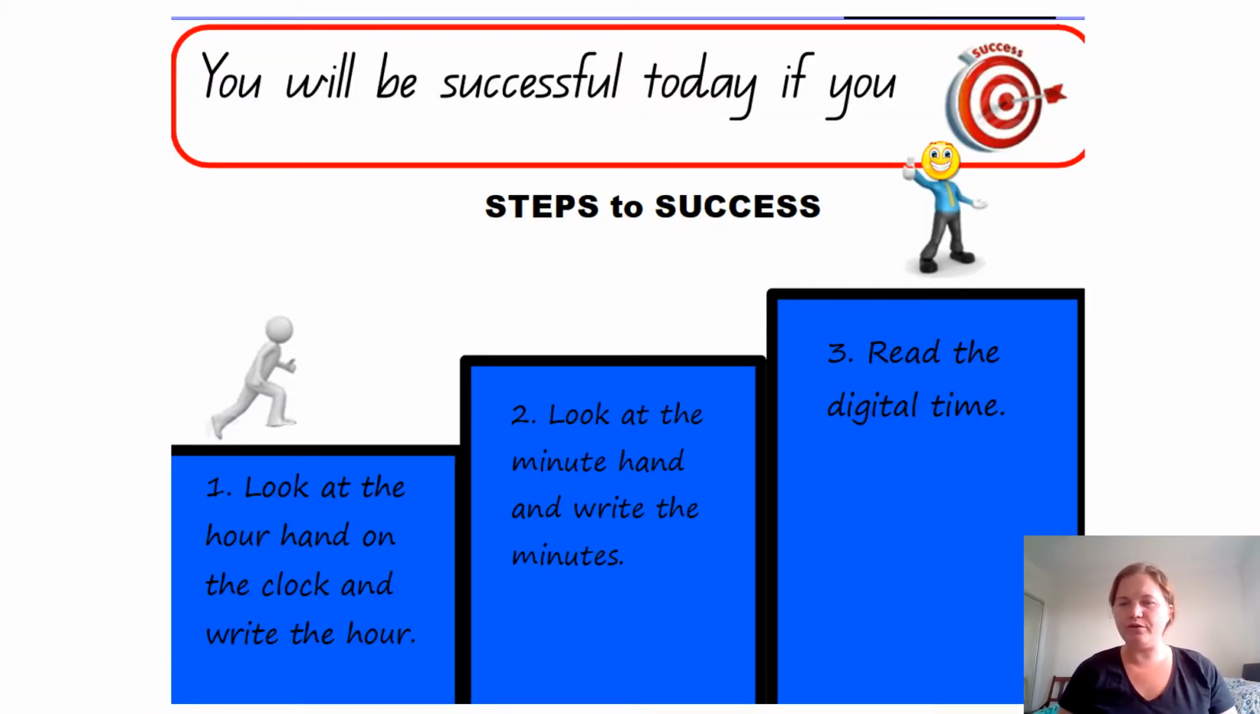How are you going to know if you're successful today? There are 3 steps to be successful today. Step number 1. Look at the hour hand on the clock and write the hour. Remember, we know that's the short hand. Step number 2. Look at the minute hand and write the minutes. What hand is the minute hand again? That's right, it's the long hand. Step number 3, read the digital times.